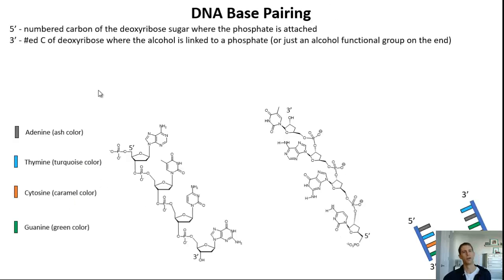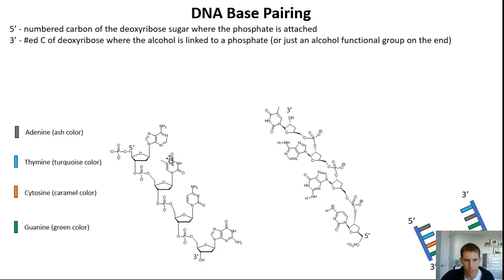All right, for DNA base pairing, this is the next step. DNA strands are usually double-stranded DNA, so usually our strand is base paired with another strand. Again, the 5' is the numbered carbon on our ribose sugar. So we have carbon number 1, 2, 3, 4, 5. On carbon number 5, we have our phosphate group attached.